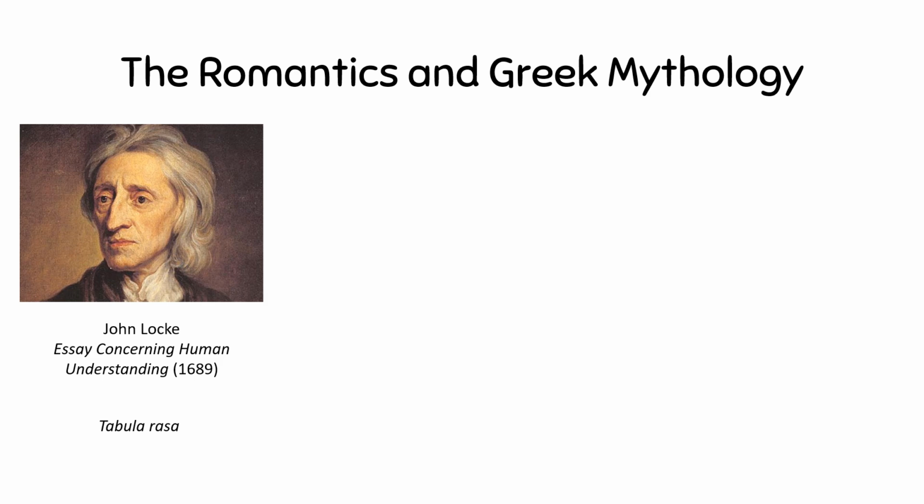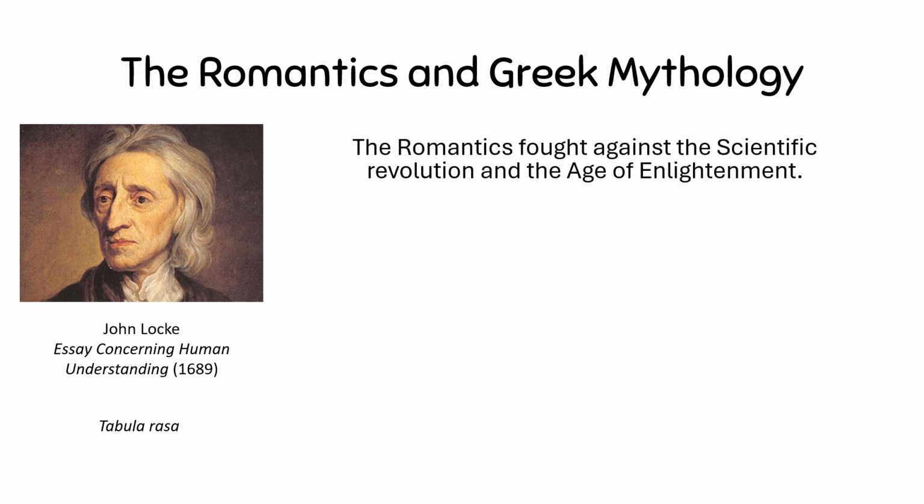Now, I've put a picture of the philosopher John Locke on your screen too, because John Locke was writing before Blake's time, and Blake definitely read the essay that I'm referencing here. In 1689, he wrote Essay Concerning Human Understanding. Now, as a romantic poet, Blake fought against the scientific revolution and the Age of Enlightenment, where the belief was that science and reason are the way to gain true understanding.